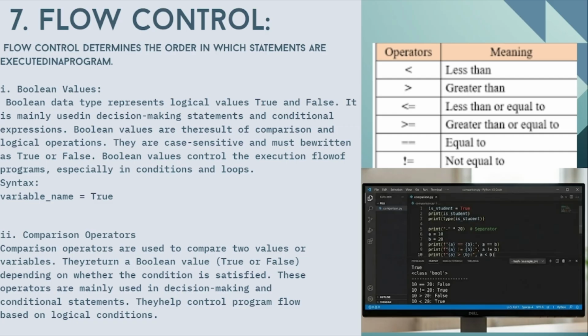Next, a is equal to 10 and b is equal to 20. I took two variables. Now I'll use comparison operators. First is equals to. Is a equals to b? Is 10 equal to 20? False. So it will return false. Next is a is not equal to b. As we know that a is 10 and b is 20, they both are not equal. So it will return true. Then if a is greater than b, you know that 10 is not greater than 20, it will return false.